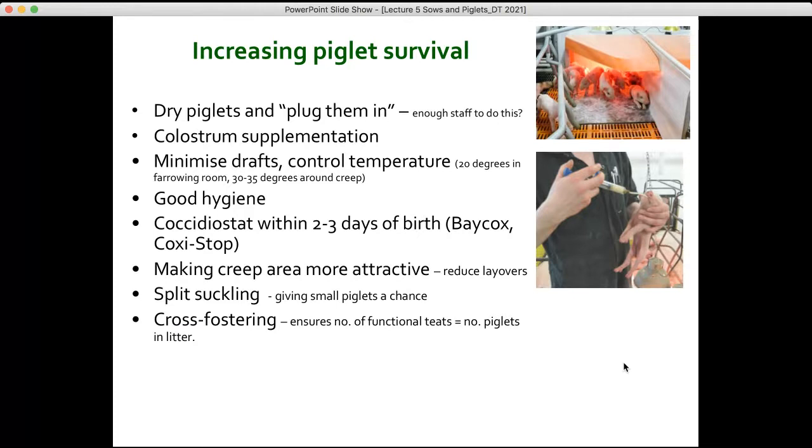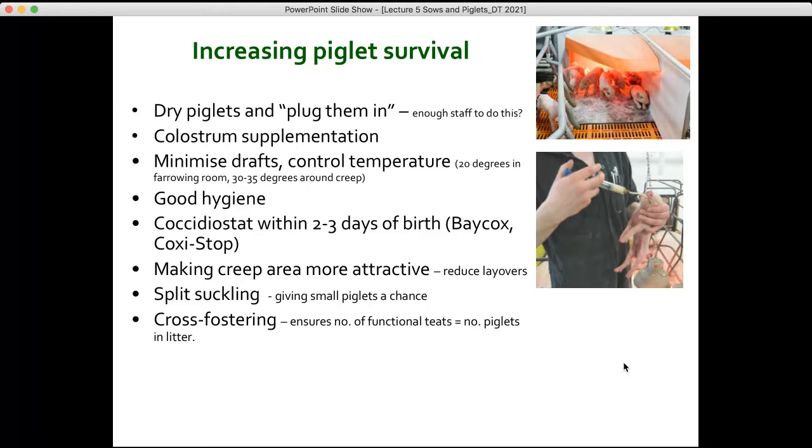What are some strategies that we can use in the farrowing house to try and increase the chances of survival for our piglets? The biggest motto to live by, I guess, if you're working in a farrowing house, is to dry piglets and plug them in. Once again, if you go to a farm in Australia, you might not see this, and that's because usually there's not enough staff to do these kind of things. But overseas, you will see staff drying piglets off as soon as they've been born, because when they come out of the birth canal, they're obviously very wet. And then they plug them into a teat to ensure that they're getting that dose of colostrum.